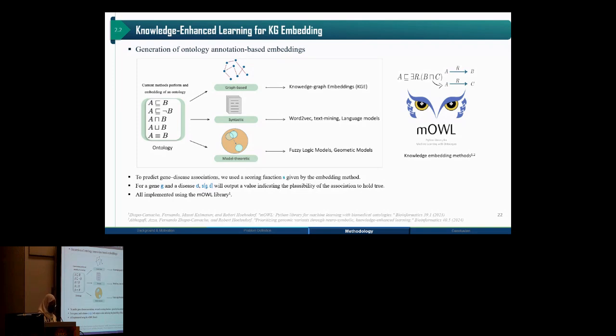So in addition to DL2FIC, we generated embeddings using these various approaches and predict the gene disease association using scoring functions. Some of these methods have their own scoring functions to predict the associations between two representations. And all these different approaches are implemented through our published work, the mOWL library from our group.